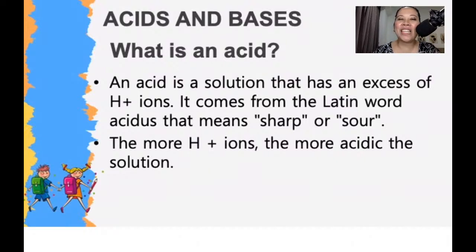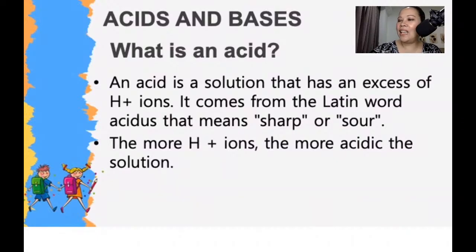Okay, so let's proceed to acids and bases. Acids and bases are common things that you actually see every day, and they are very important in our daily life. So what is an acid? An acid is a solution that has an excess of hydrogen ions. It comes from the Latin word acidus, which means very sharp or sour, if you're tasting it.